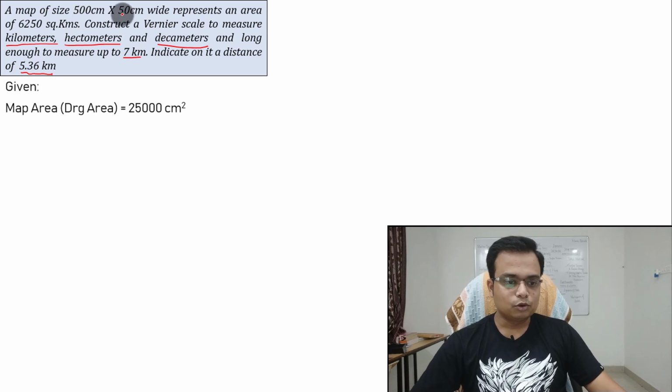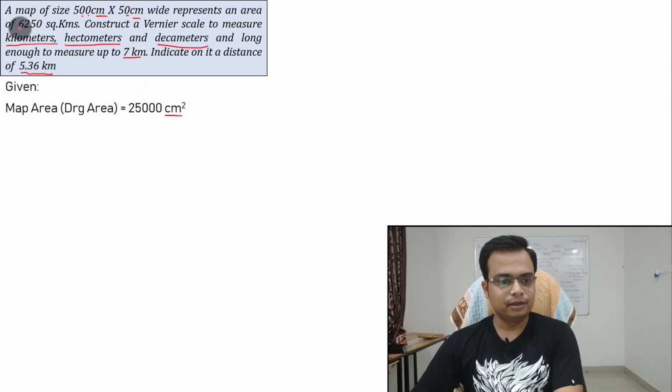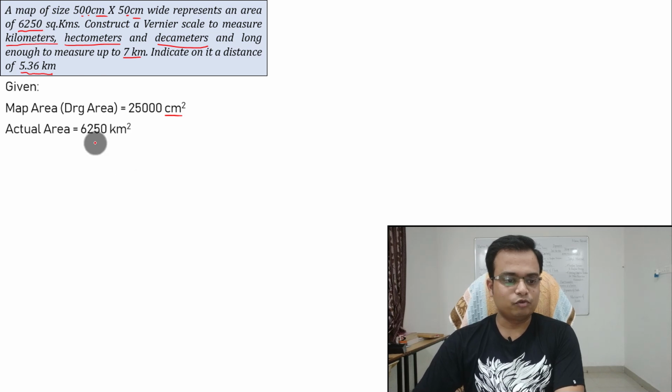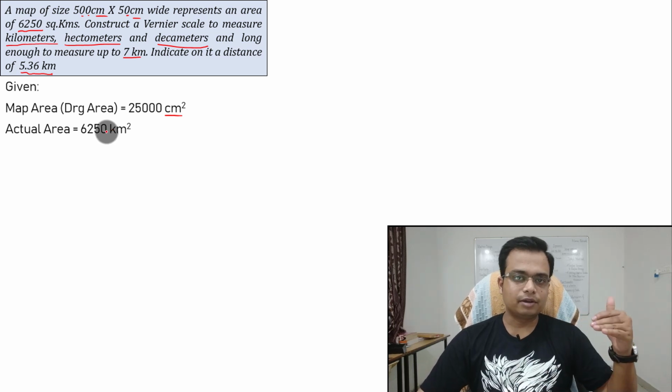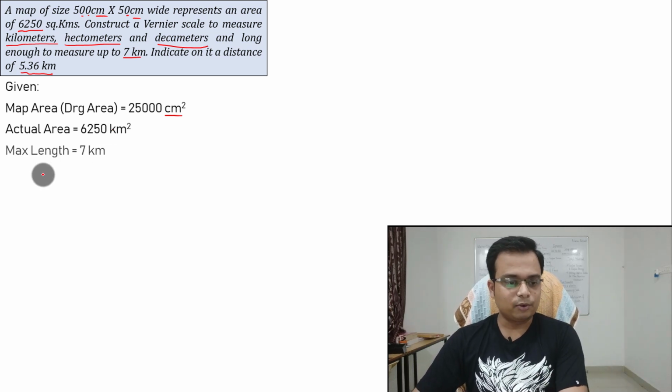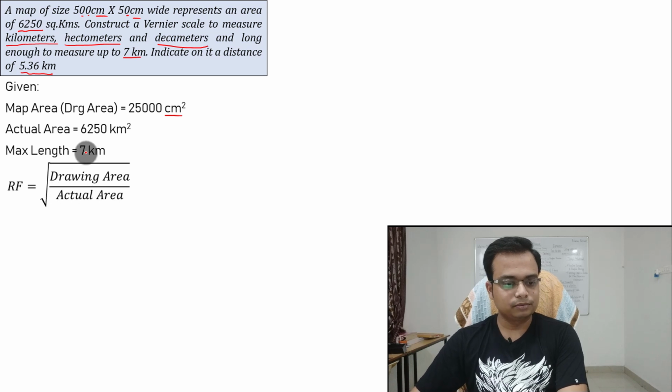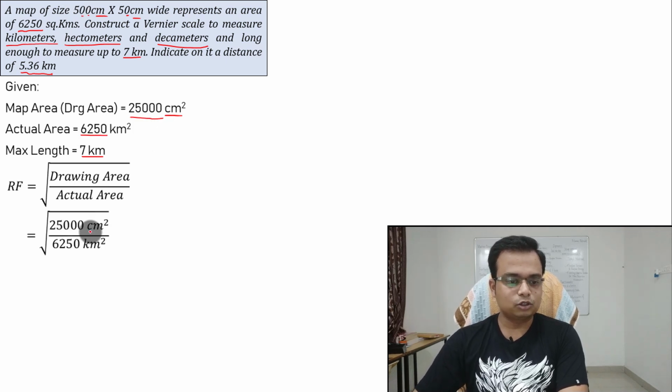Map area. So 5 into 5 is 25, followed by 3 zeros. Centimeter becomes centimeter square. Actual area, 6250. Now whenever an area comparison is given, the RF has to be calculated using this formula. Let me show you. And this, by the way, is the maximum length. So drawing area, that's 25000. Actual area is 6250. Put it up.